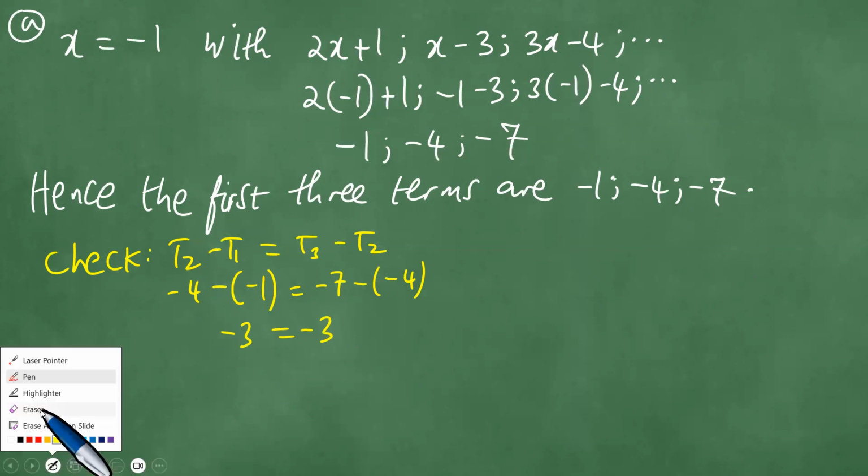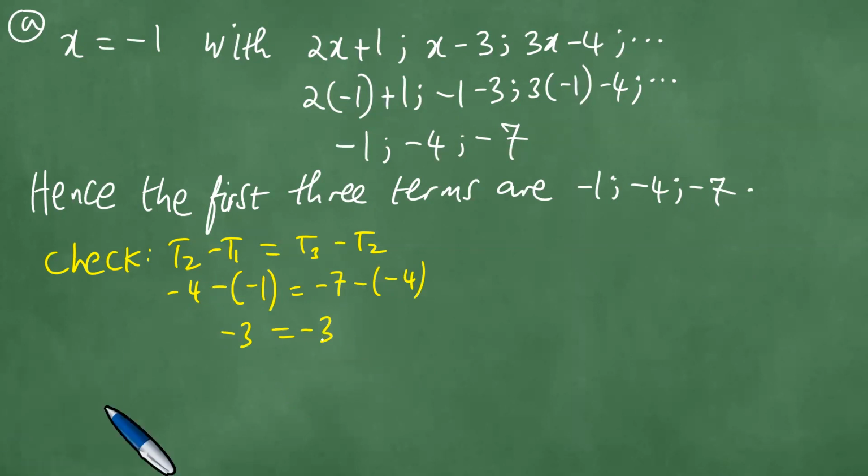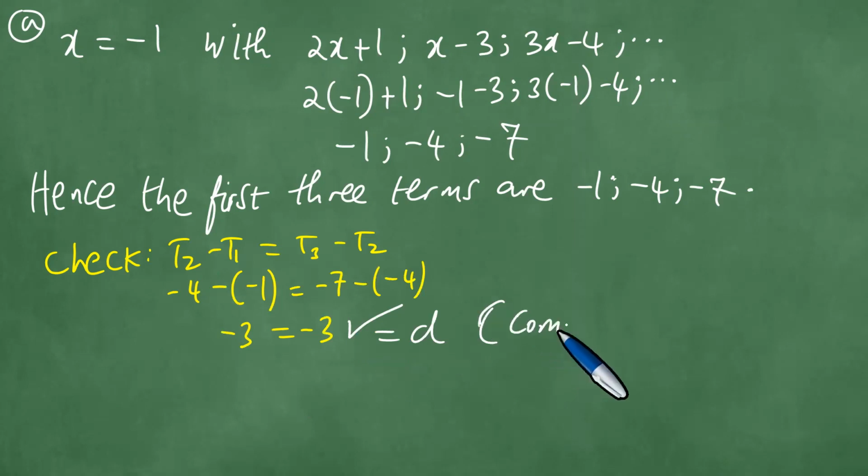So you can see that obviously in mathematics, we agree that -3 is equal to -3. So this -3 is indeed the common difference. This is the common difference. Okay, because it is the common difference.